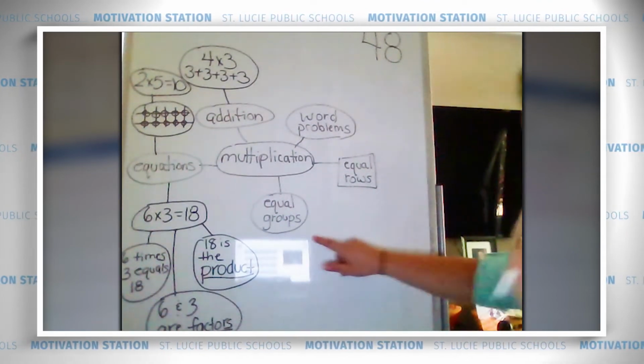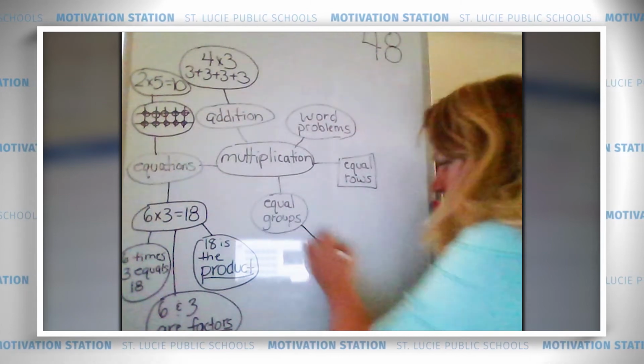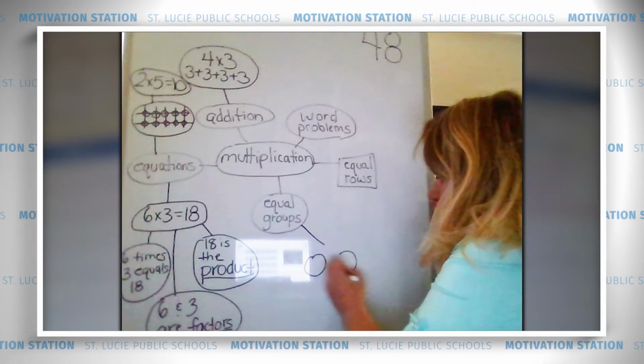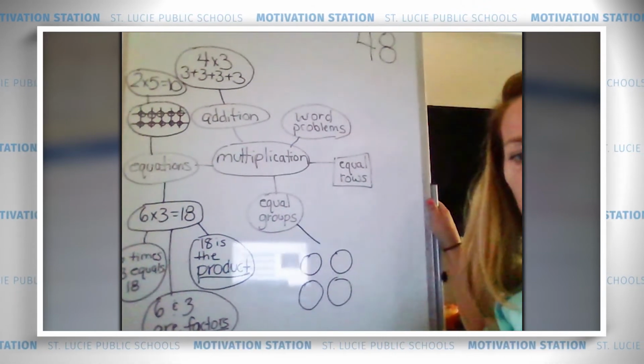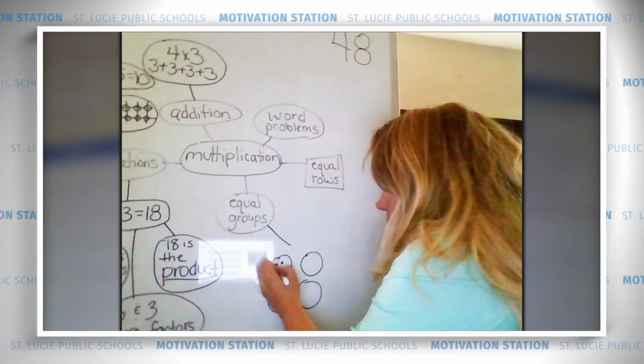We'll come over to the other side of our web, and we're going to go off of equal groups now. So let's do circles and stars. Let's do 4 circles with 3 stars in each one.